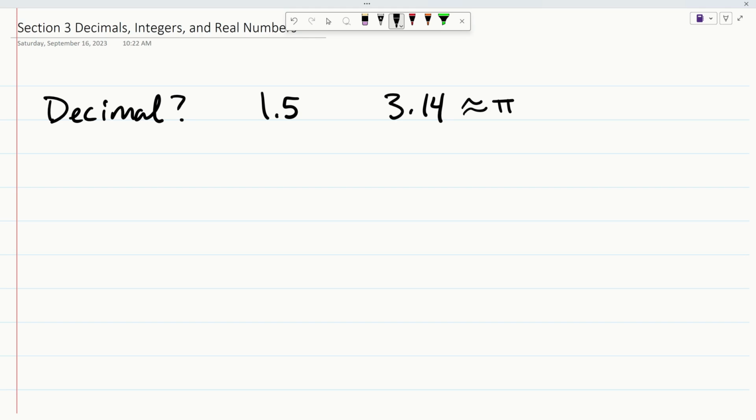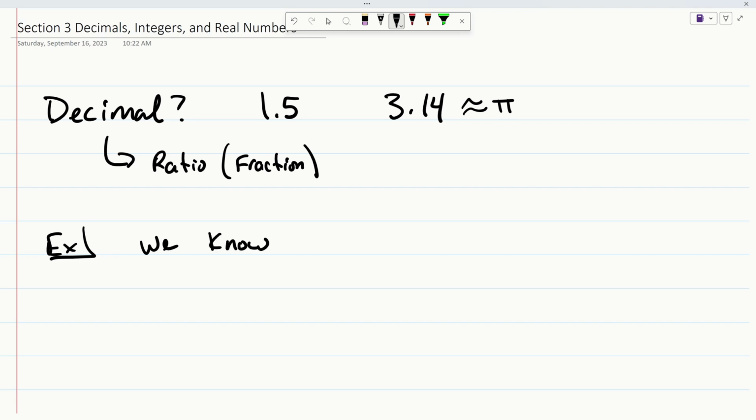But what decimals really represent are ratios. So decimals are really ratios, and another way of saying ratio is that fancy word that we all love, a fraction. So, for example, we know that 10 to the 0 equals 1, okay? But what about 10 to the negative 1?